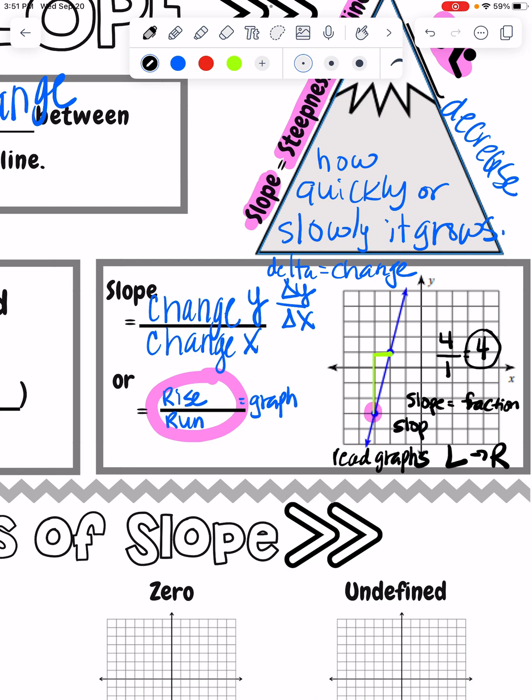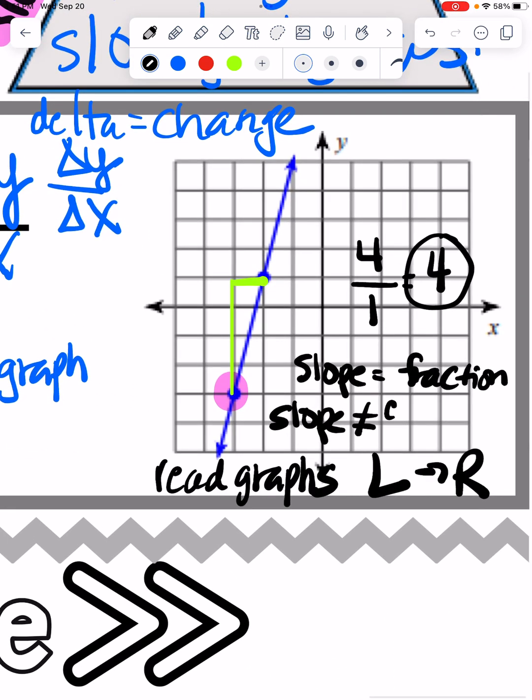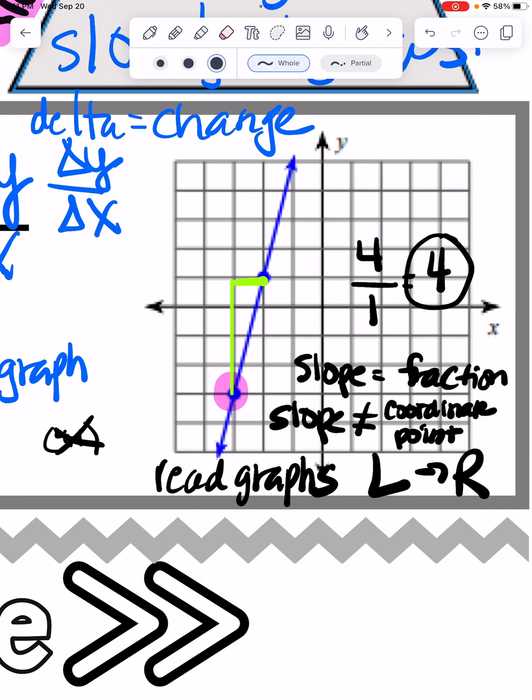Slope does not equal a coordinate point. I'm going to write that here. It's not a coordinate point. So you would not write this like 4 comma 1. We wouldn't write it as a coordinate point. That's a big no-no, so don't do that. You always write it as a fraction. Go ahead and erase that out of the way.